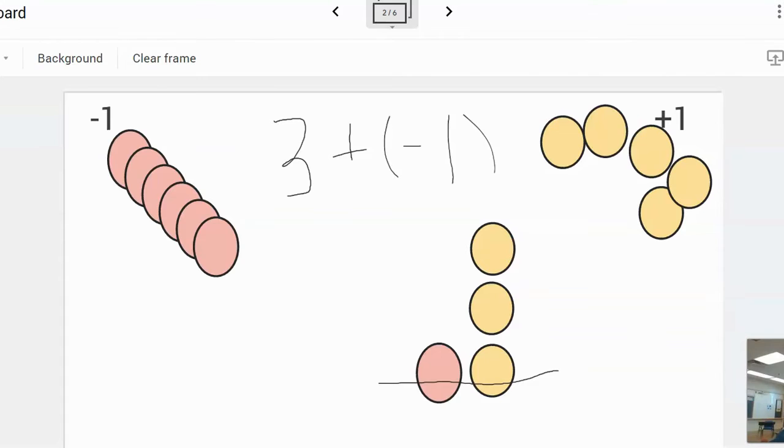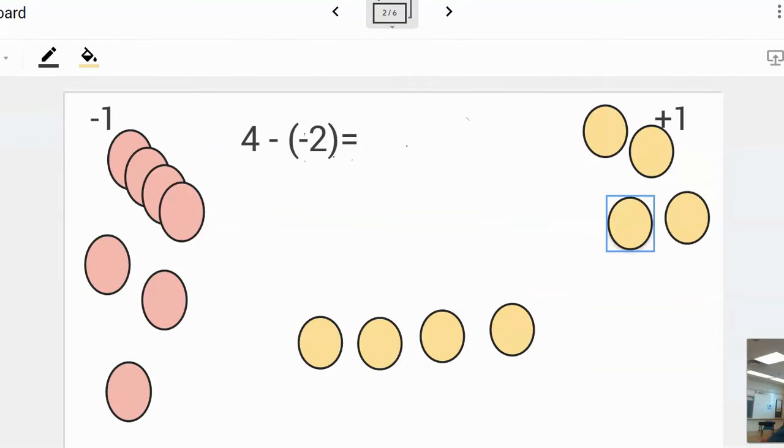All right, so that can be a little bit weird, but let's look at another example where we're subtracting a negative. All right, so here's a tricky one. This one sometimes gets a little confusing. Our equation is 4 minus a negative 2. And we need to show that with counters. So here are 4 positive counters. That's this number right here, the 4. And we want to take away 2 negatives.